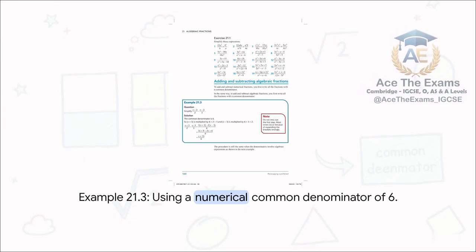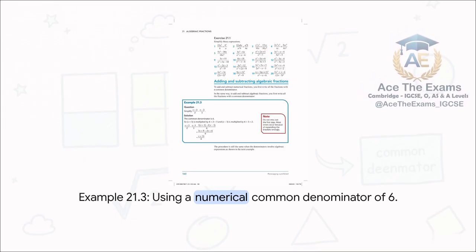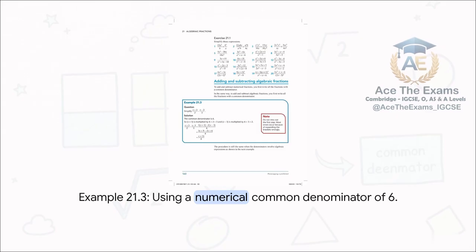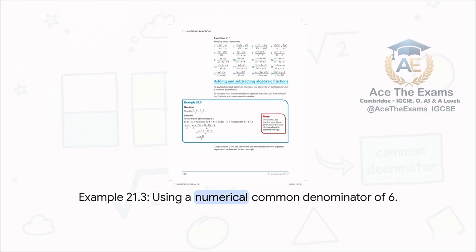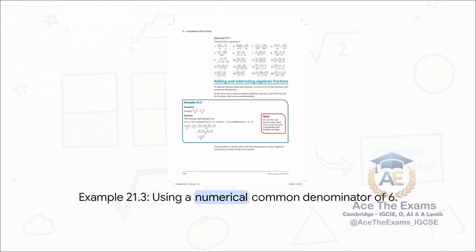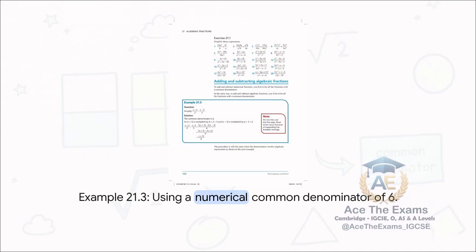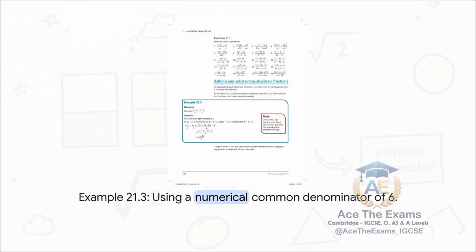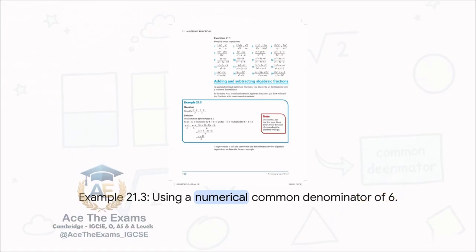Step 2 is where we carefully tweak those numerators. To turn our denominator of 2 into 6, we multiplied by 3, right? So we've got to multiply the entire top part, the x plus 3, by 3 as well. Same logic for the other side. Turning 3 into 6 means multiplying by 2, so we multiply its numerator, x minus 3, by 2.